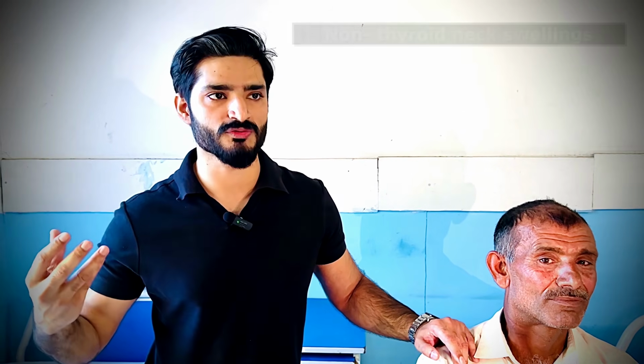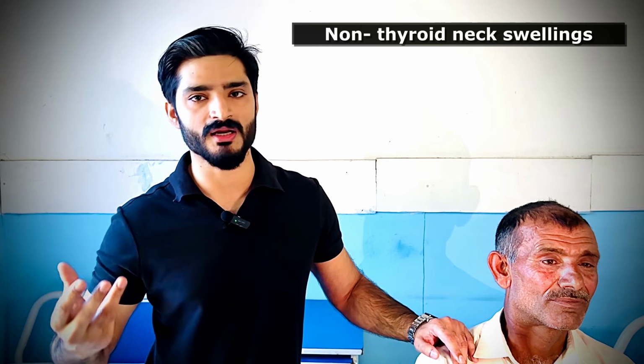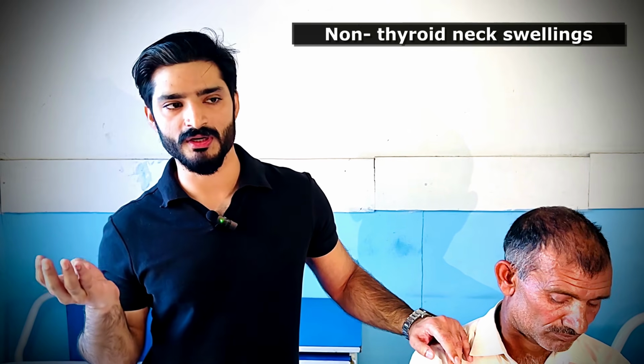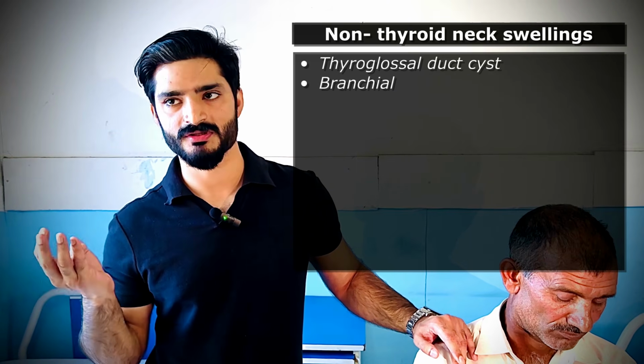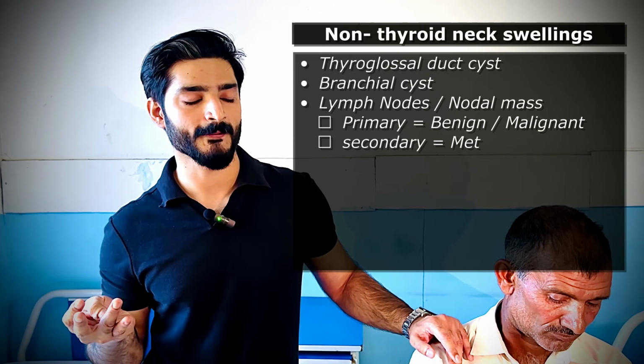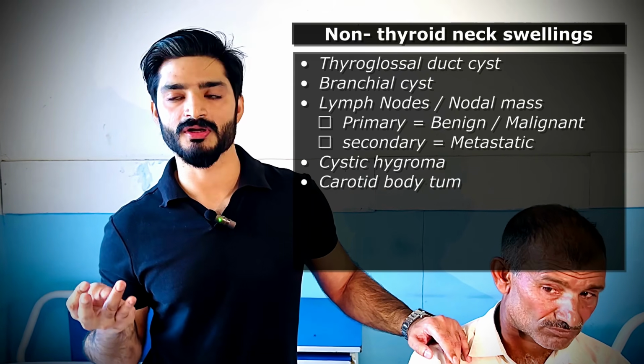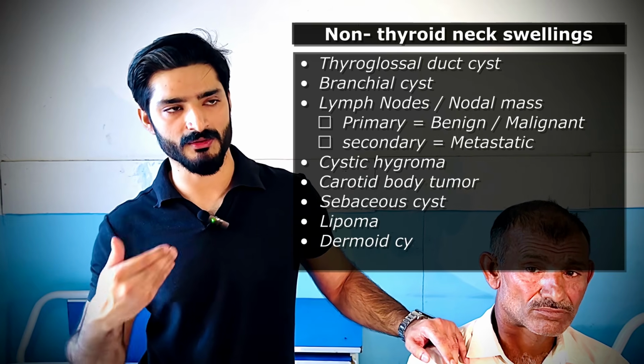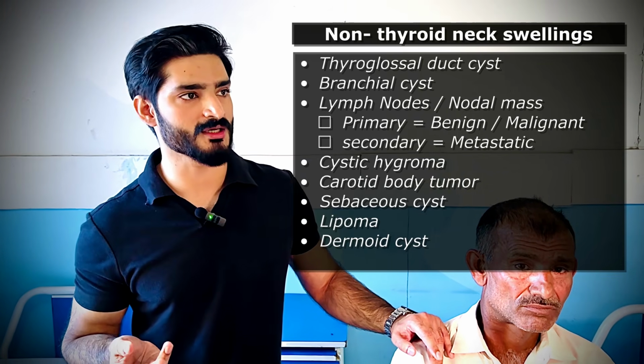What are the other neck swellings which are not thyroid in origin? Very good. Lymphadenopathy, sebaceous cyst, lipoma, cystic hygroma, and dermoid cyst in midline. These are the non-thyroid neck swellings.